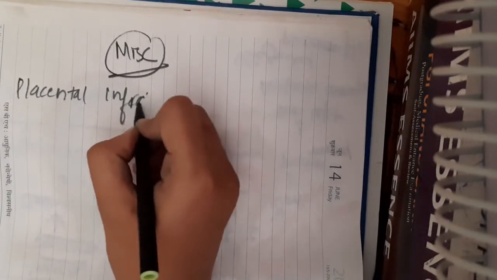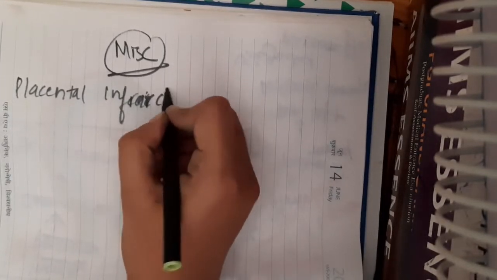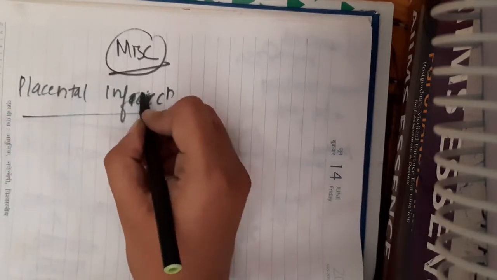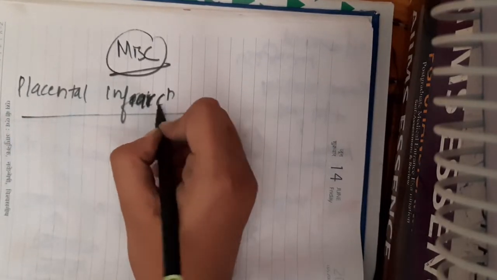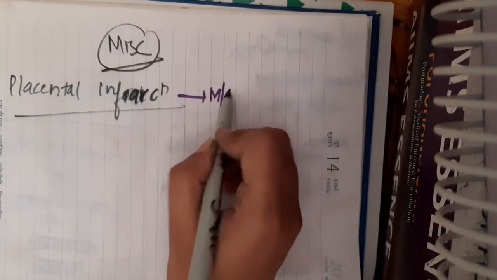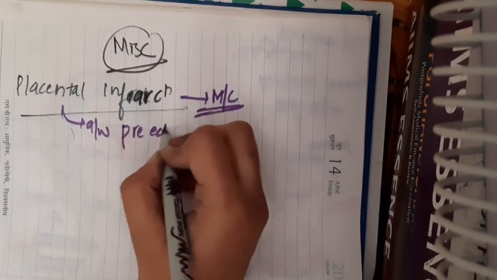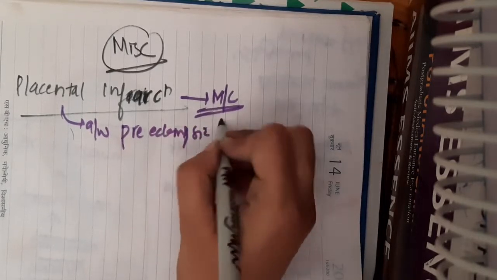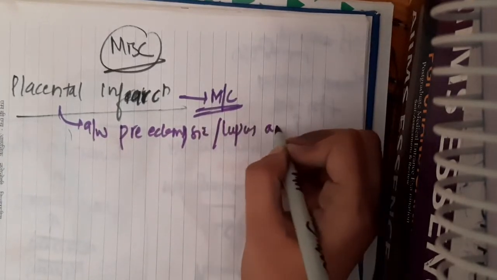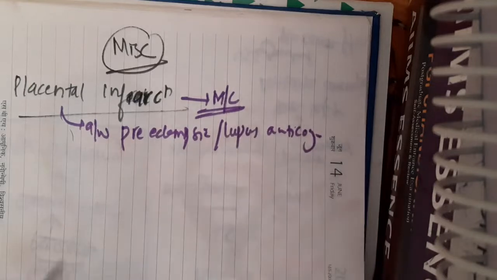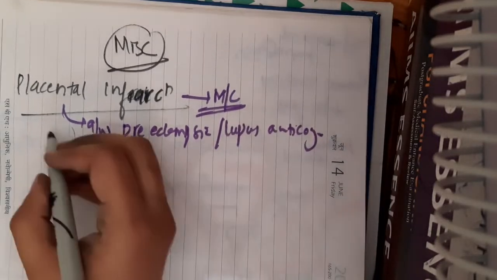Placental infarction is the death of the placenta. This is actually the most common type of placental lesion. Placental infarction is associated with preeclampsia and also lupus anticoagulant.